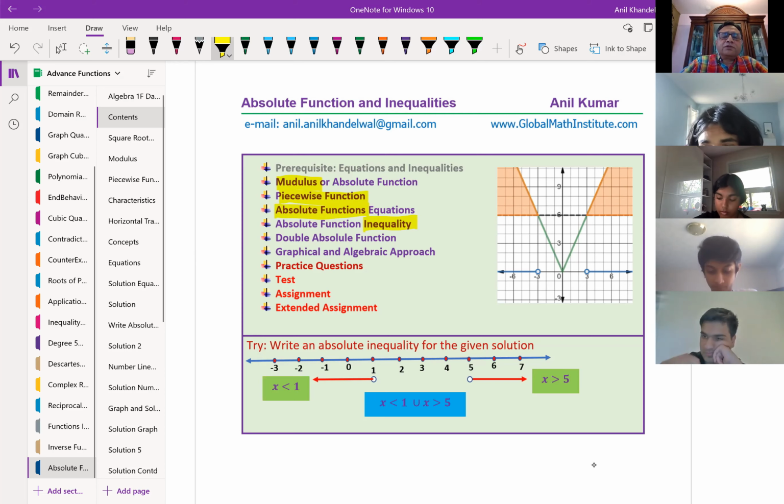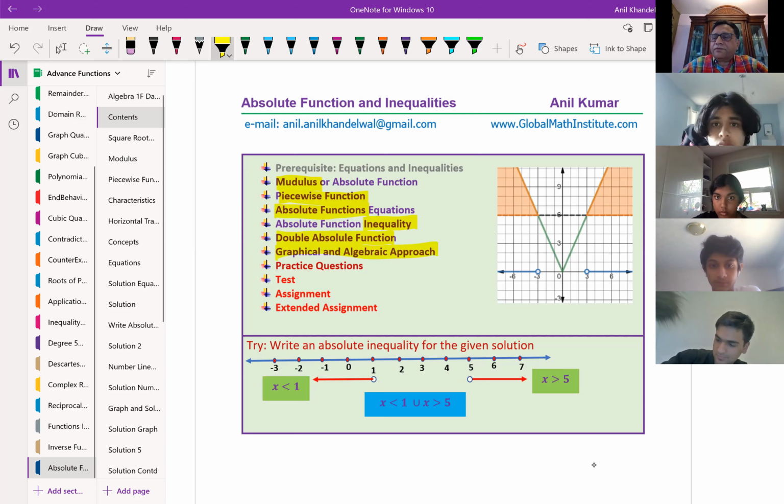So we'll look into some other inequalities, and we'll see how we relate them with double inequalities, and we'll also see solutions which we can find using graphs. Then I'll have some practice questions, some test assignments, and some extended questions for you in today's lesson.